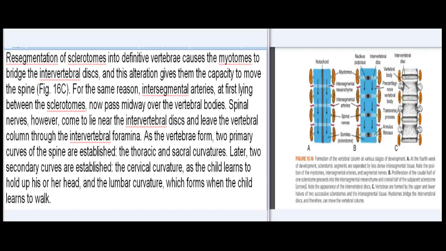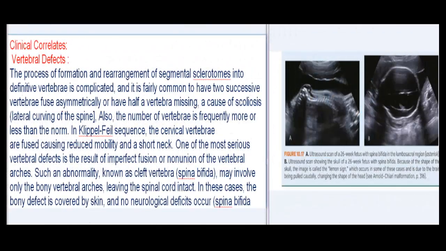As the vertebrae form, two primary curves of the spine are established, the thoracic and sacral curvatures. Later, two secondary curves are established: the cervical curvature, as the child learns to hold up his or her head, and the lumbar curvature, which forms when the child learns to walk. Clinical correlates: vertebral defects.